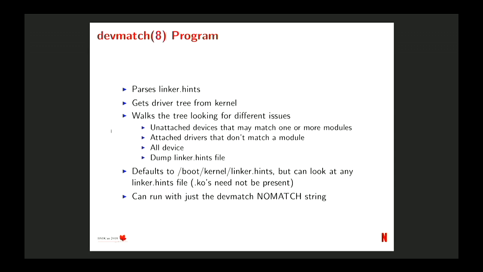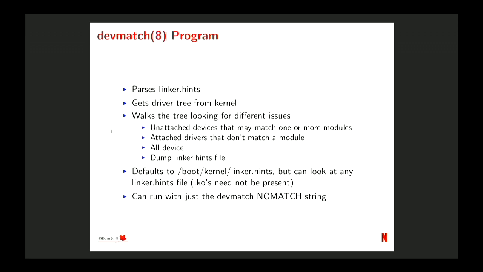So devmatch, as I've said already, parses the linker hints, uses libdevinfo to get the information from the kernel, matches up the unattached devices, and prints out a list in its default mode. And there's a couple other things you can do. You can dump the linker hints file to debug it. You can look at all the devices in the system to see what matches, to make sure that things are matching up like you think. And also look for devices in the system that have an attachment but don't have a plug-and-play marking.